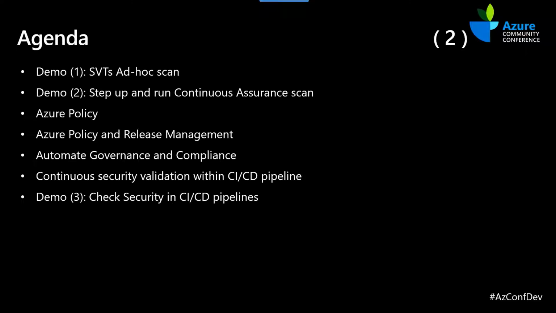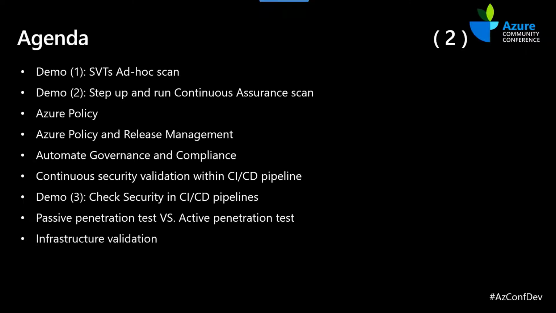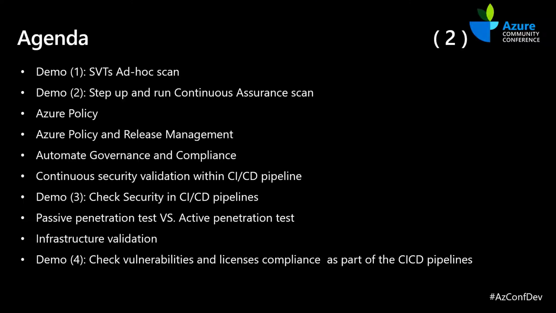And this will be how we can integrate the security activity as a part of the continuous integration and continuous deployment pipeline. Then we will talk about the difference between passive penetration testing vs active penetration testing as a part of the CI/CD pipeline. Then we will talk about how to validate the infrastructure. And once we find a vulnerability in any part of the CI/CD pipeline, how to track them so we don't forget them as a part of the software development lifecycle. And then the fourth and last demo, which is how we can check for vulnerabilities and license compliance as a part of the CI/CD pipelines.